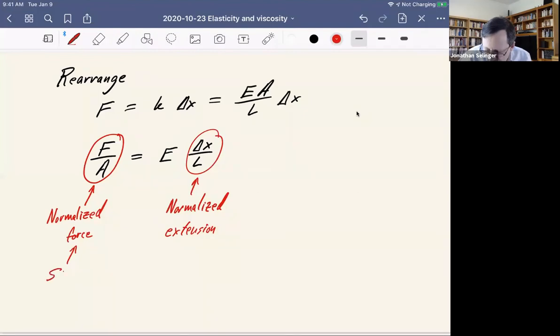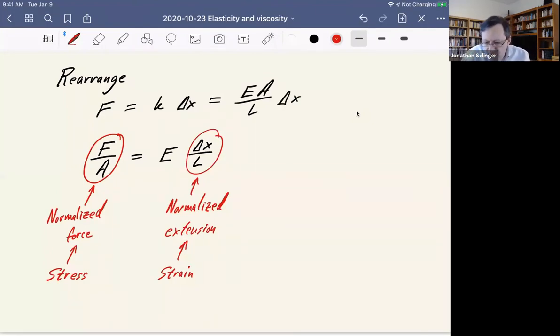So there's a word for these concepts, right? The normalized force is called the stress. And the normalized extension is called the strain. Right? And so these are fundamental concepts in mechanical engineering, right? The stress being the force divided by the area, and the strain is the extension divided by the natural length.